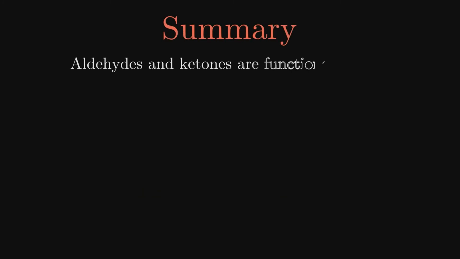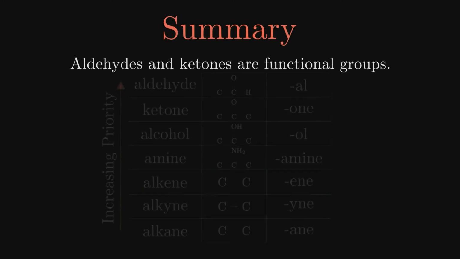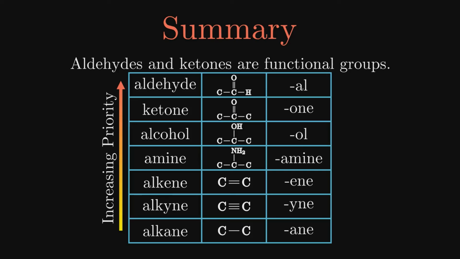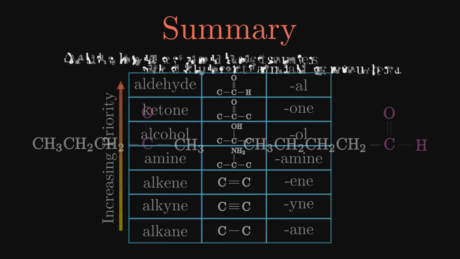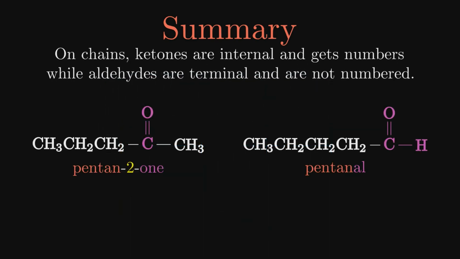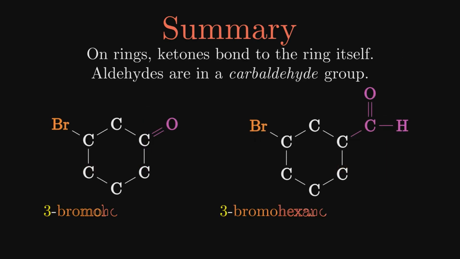In summary, aldehydes and ketones are functional groups, with the aldehydes having the highest priority of anything we have looked at so far. On simple, straight chains, ketones are internal and the locations numbered, while aldehydes are terminal and are not numbered. On rings, the ketone is part of the ring itself, and the aldehyde is part of a carbaldehyde group. Both would be numbered 1 if other substituents were present.